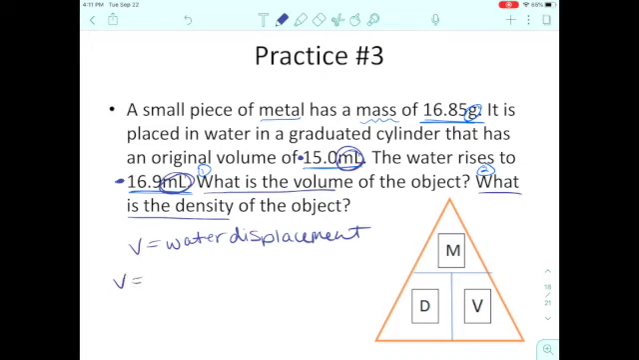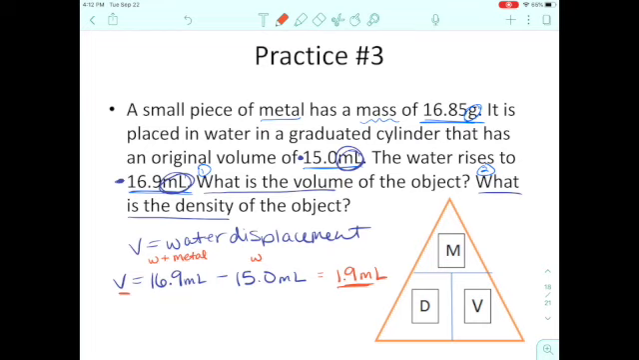So we're going to do 16.9 minus 15.0. Okay, so 16.9 is the water plus the metal. Okay, and the 15.0 is just the water before the piece of metal was in it. And if we subtract those 2, we get rid of the water and we'll get just the volume of the metal object. Okay, so that would be 1.9 milliliters. So that is the volume of our object.